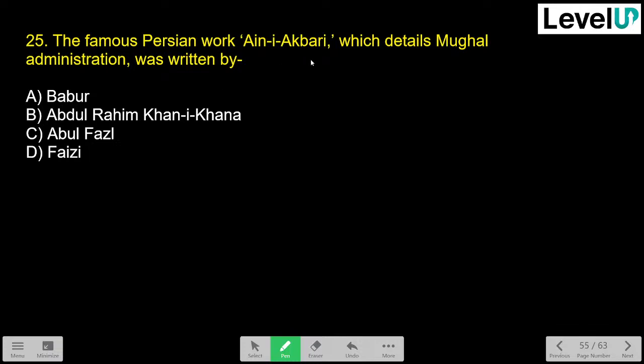Akbar was illiterate. And Ain Akbari was the biography of Akbar, in which the whole administrative system was written. It was written by his famous poet, known as Abu Fazl. He was among the 9 jewels, that is Navratna, that Akbar used to maintain.